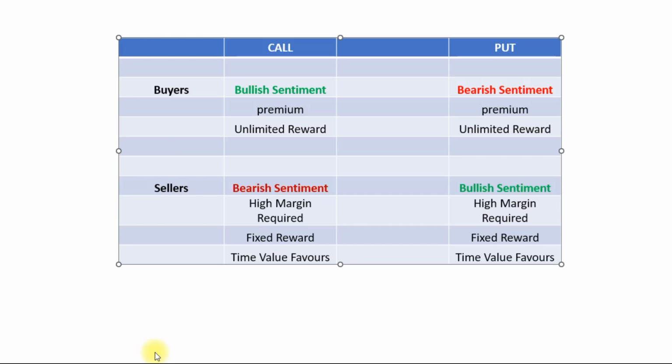From the buyer's perspective, in order to buy the call and put option, they will pay only the premium and the reward is unlimited. From the seller's perspective, in order to sell the call and put option, they need high margin and the reward is fixed. Time value favors, meaning decay. We have decay in options, right? So for that, sellers get more advantage from the decay.